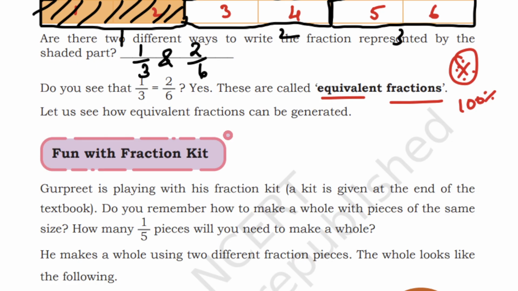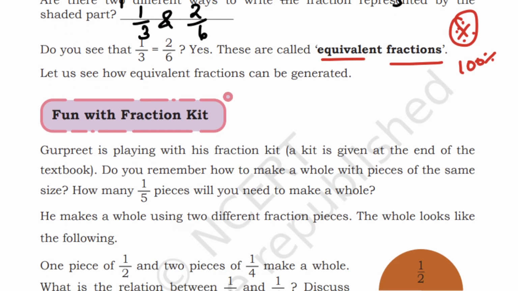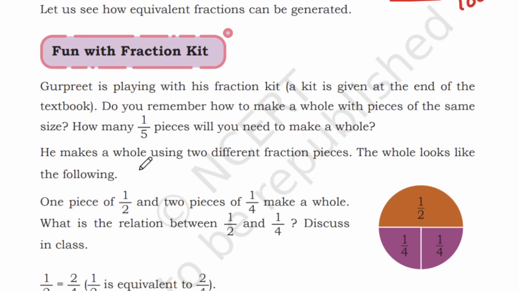Okay. So let us see how equivalent fractions can be generated. Gurpreet is playing with his fraction kit. So he has a fraction kit and he is playing with that. A kit is given at the end of the textbook. So in the textbook, we have this kit. At the end of the textbook, we are able to see that.